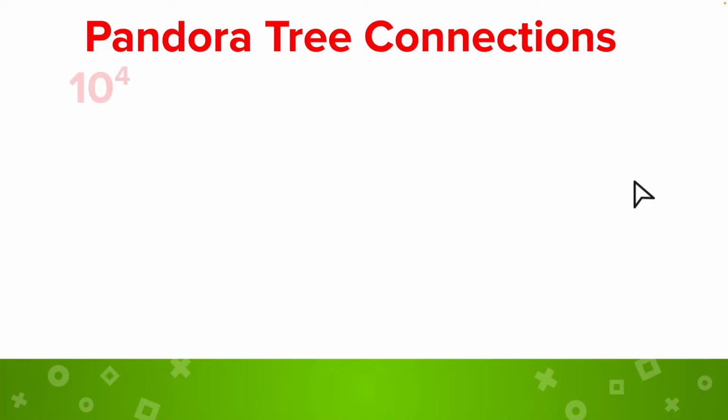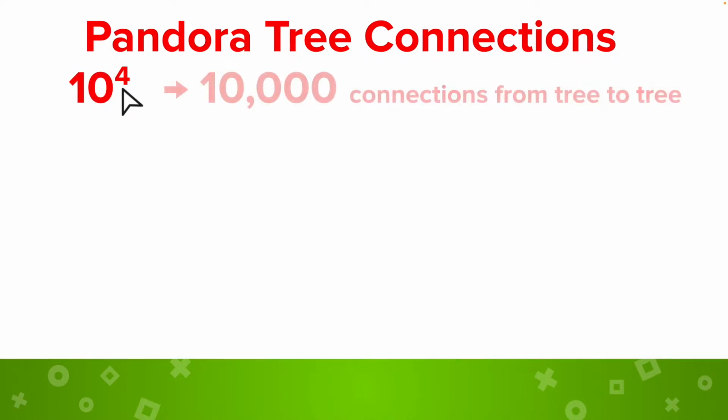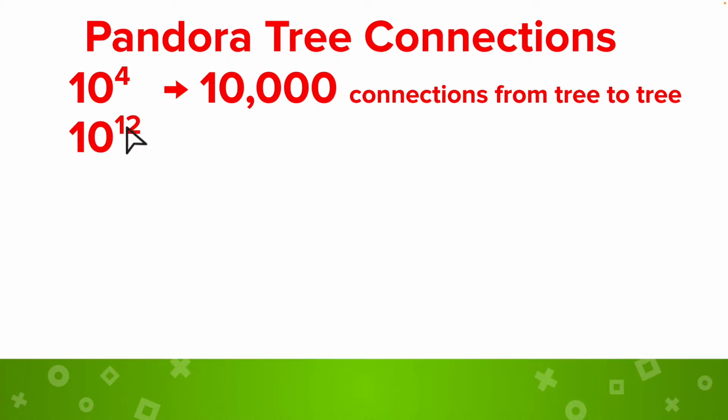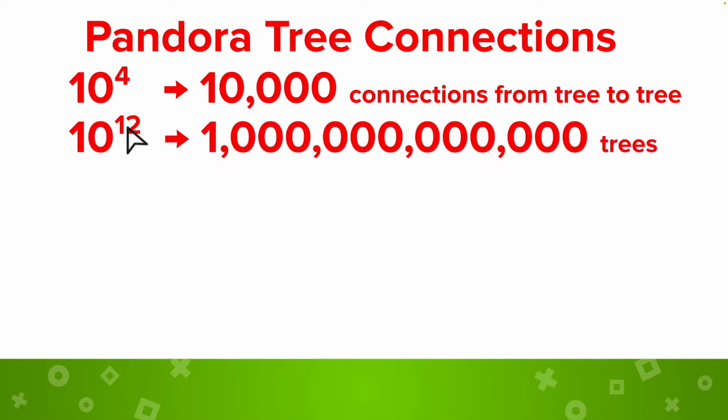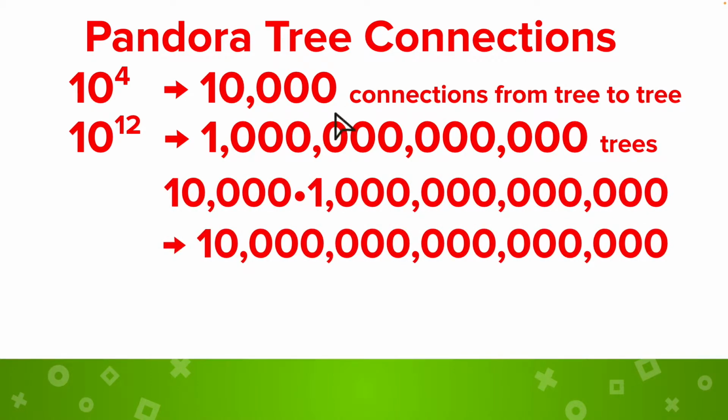So she said 10 to the 4th connections from tree to tree. So that's 10,000 connections from one tree to the next. And then she said there's 10 to the 12th trees on Pandora. So look at all those zeros. Oh my goodness, that's a lot of trees on Pandora. And remember, each tree from one tree to the next has 10,000 connections. So we would actually have to multiply those two numbers to get this very large number here.